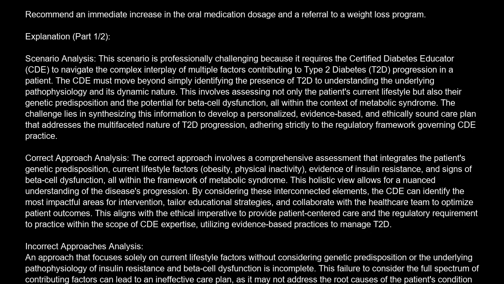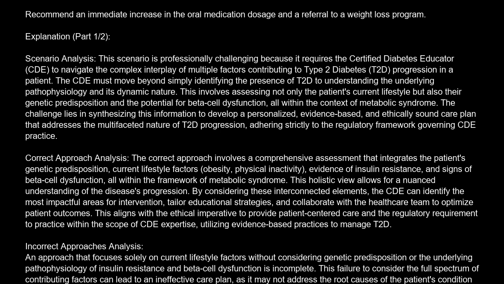The correct answer is A. Recommend an immediate increase in the oral medication dosage and a referral to a weight loss program. Explanation. Scenario analysis. This scenario is professionally challenging because it requires the Certified Diabetes Educator, CDE, to navigate the complex interplay of multiple factors contributing to type 2 diabetes, T2D, progression in a patient.